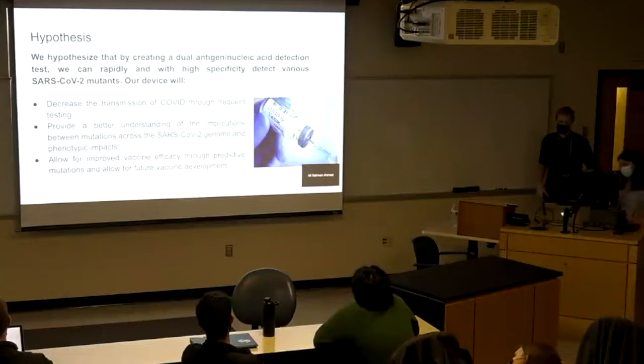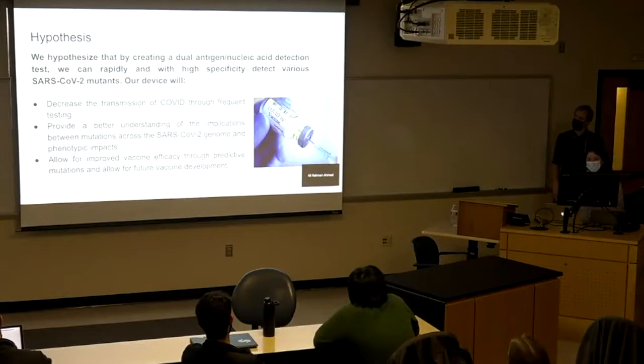And so we hypothesize that by creating a dual antigen nucleic acid detection test, we can rapidly and with high specificity detect various SARS-CoV-2 mutants. And our device will decrease the transmission of COVID through frequent testing, provide a better understanding of the implications between mutations across the SARS-CoV-2 genome and phenotypic impacts, and allow for improved vaccine efficacy through predictive mutations and allow for future vaccine development.